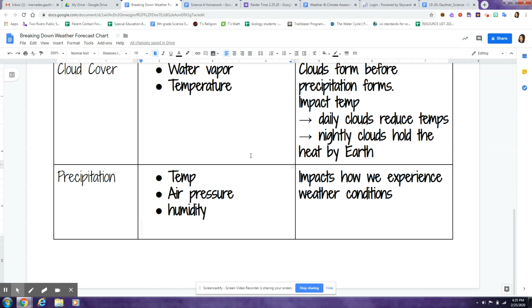And then precipitation impacts how we experience weather conditions. Typically, when someone talks about weather, they are talking about is it raining, snowing, or what's going on.